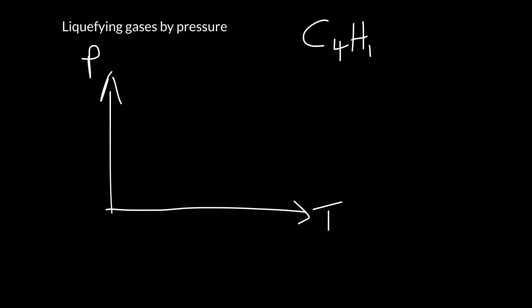So butane is a hydrocarbon with 4 carbons. It looks something like this, and we know that the butane in a butane lighter is actually a liquid, but when we press the button and let it out, it becomes a gas. So the question is, why is this?